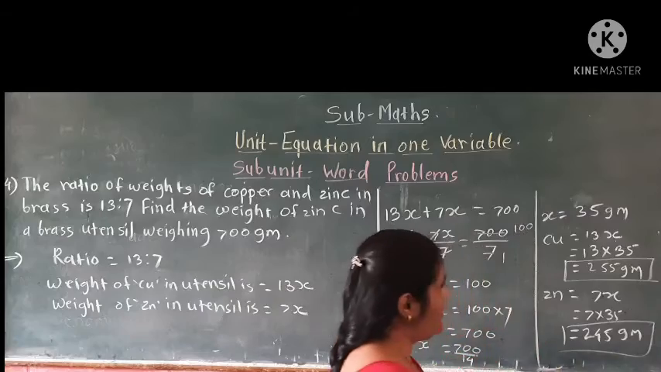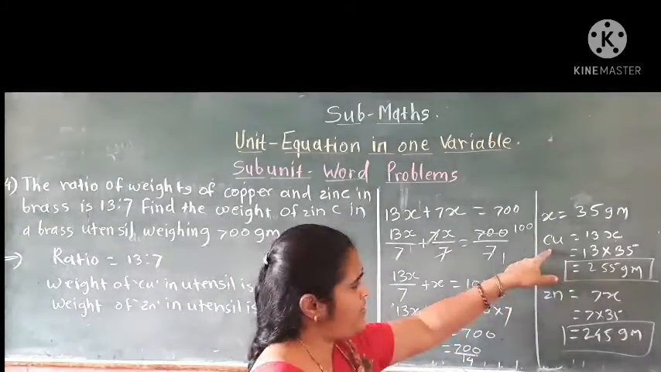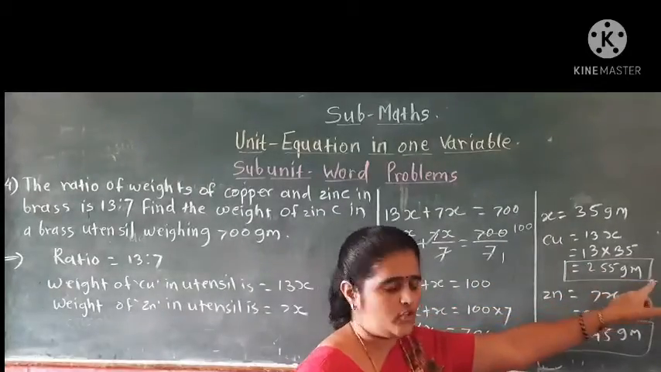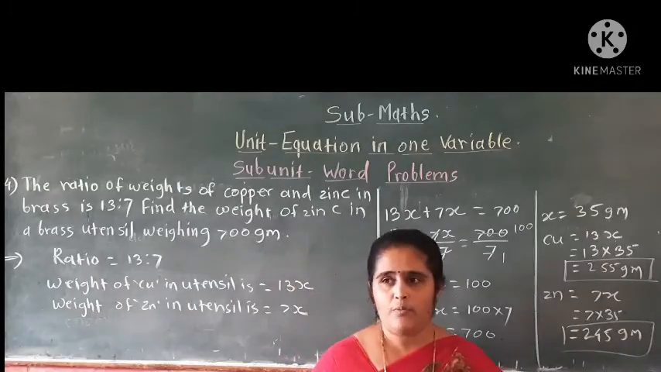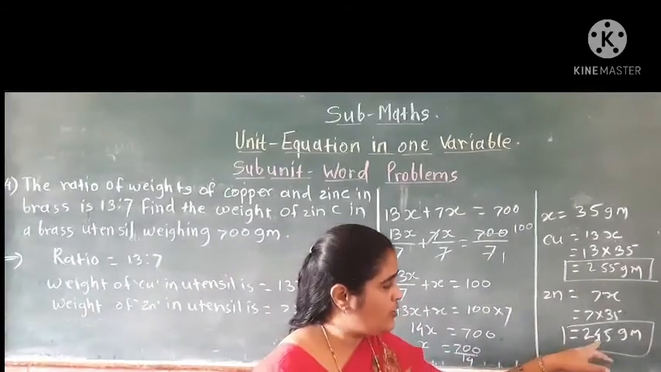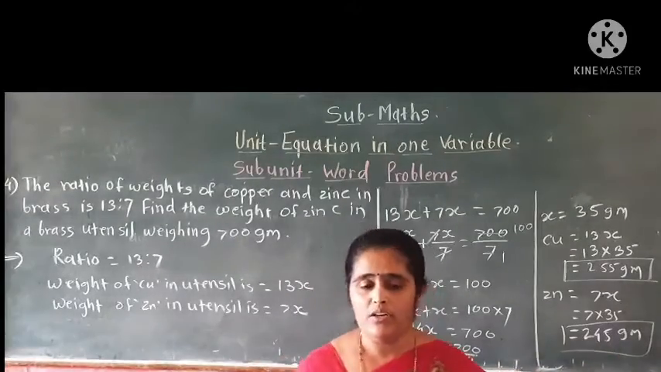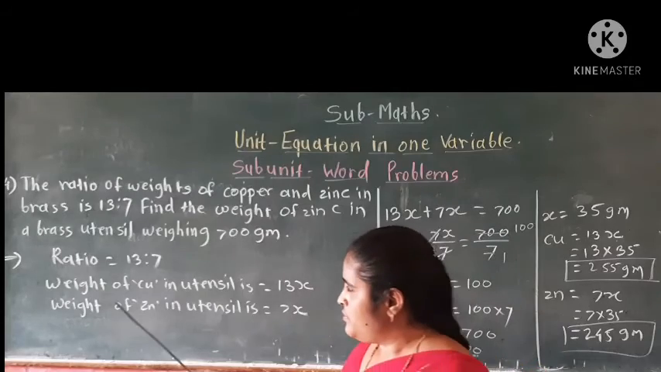In that example, there is no necessity to calculate the proportion of copper. It is only for your extra information. In this example, we only have to calculate the proportion of zinc in the utensil. That is, the answer is 245 grams.